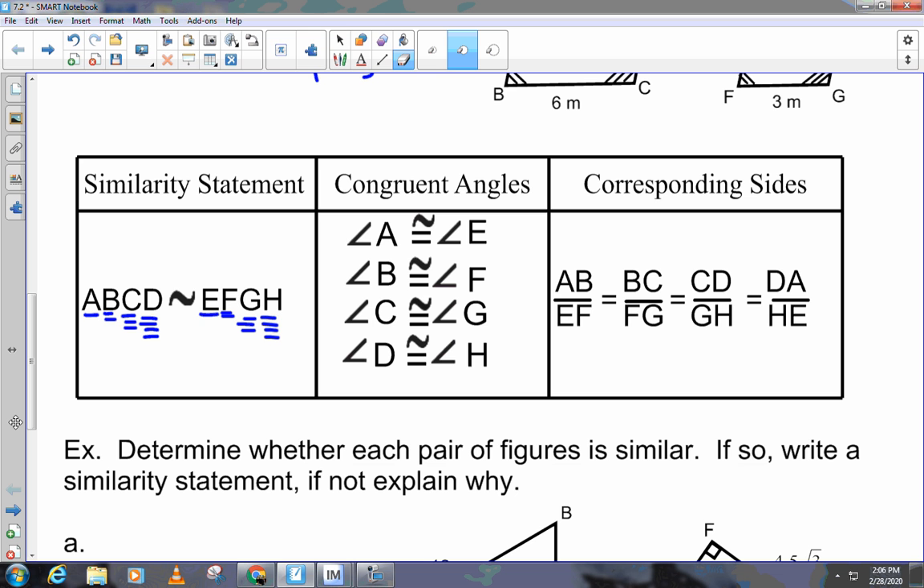You can also get your proportional sides from your similarity statement, because the order is important. AB is the first 2 letters, so it would marry up with EF, the first 2 letters. So AB is to EF. Then BC and FG come next, BC to FG. Then CD is to GH, and then DA is to HE. I can get all of that from my similarity statement too, and if I write it correctly, these all would have the same ratio, or the same scale factor.